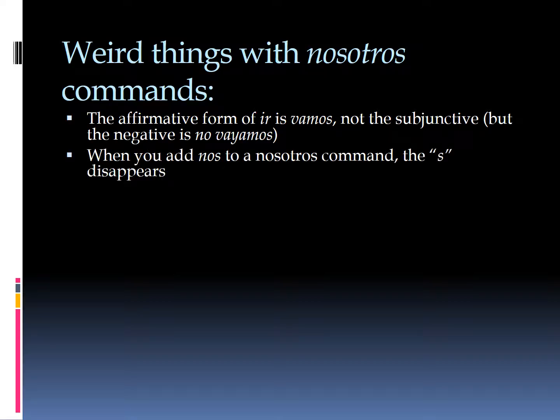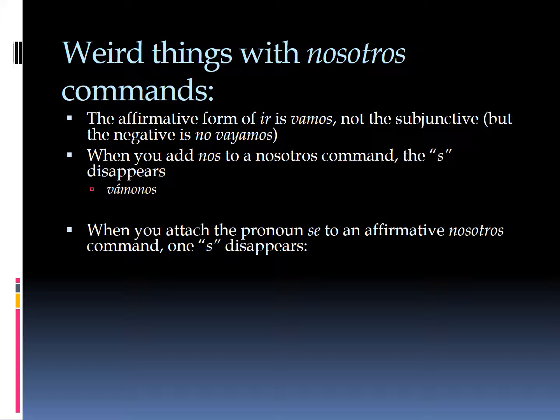And then pronoun attachment. If we haven't gotten to this yet, we'll get to it in a different lesson. But when you add the pronoun nos to a nosotros command, the S at the end of the nosotros command disappears. So vamos, when you add nos onto it, giving it the meaning of let's get out of here, like Dora, the cartoon character girl, says, the S of vamos disappears. Vámonos. And you need an accent over the syllable that had the original stress, which is the syllable before the mos.